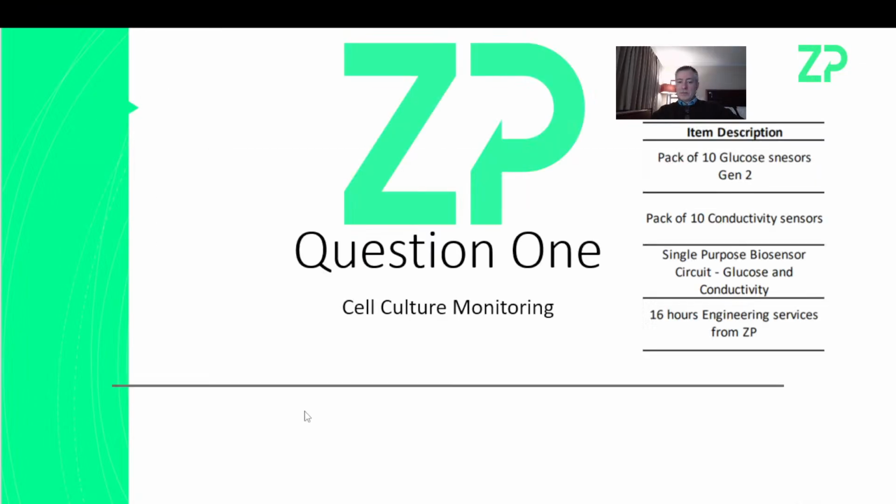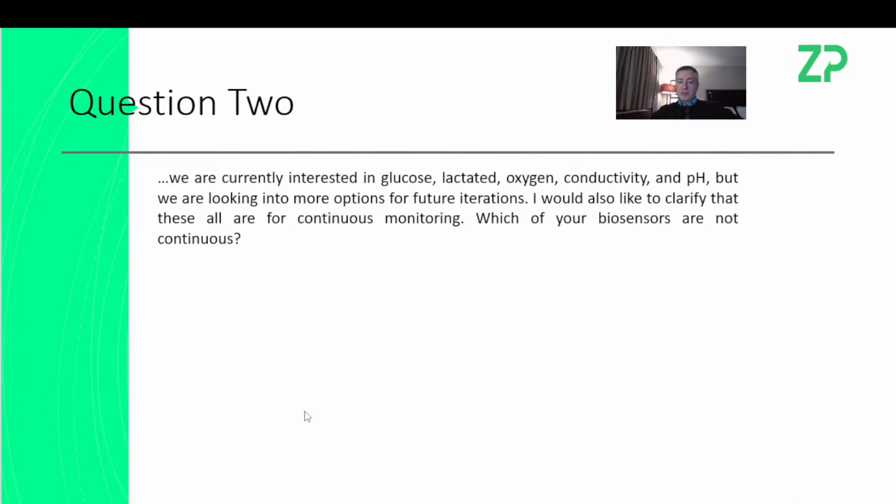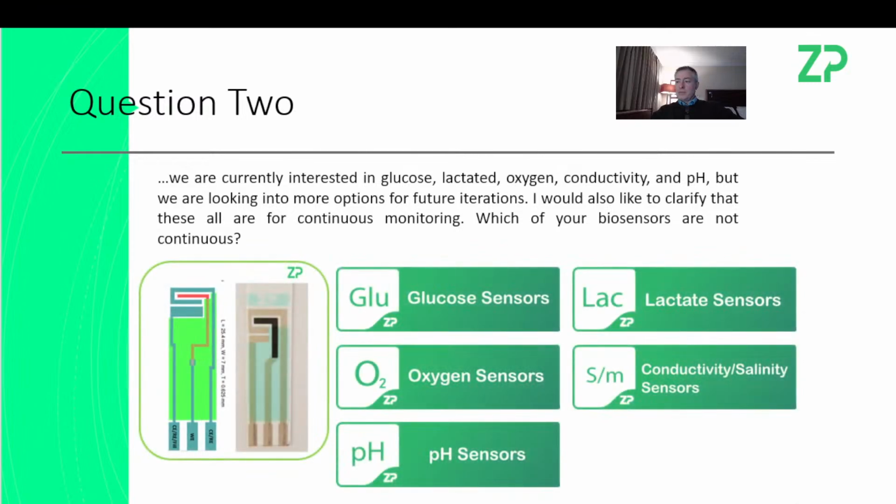I say here, question number 1. Let me have a quick look. Yeah, I say question 2 here, but that's wrong. So they're interested in our glucose sensor and our lactate sensor and oxygen sensor, conductivity. And the question is, are these sensors continuous? It should be said that we try to make all of our sensors continuous.